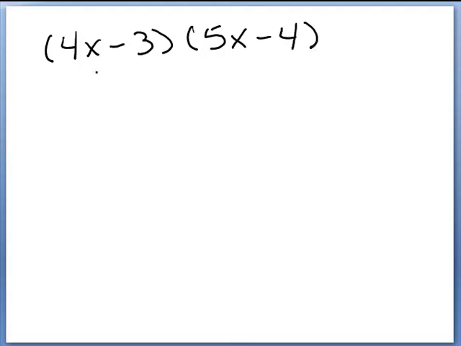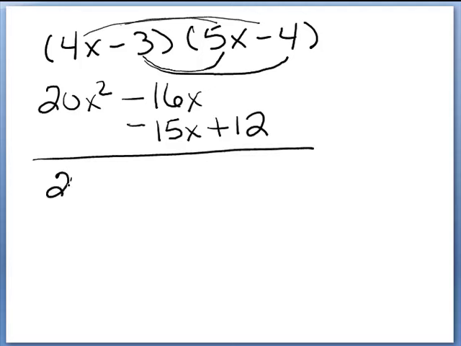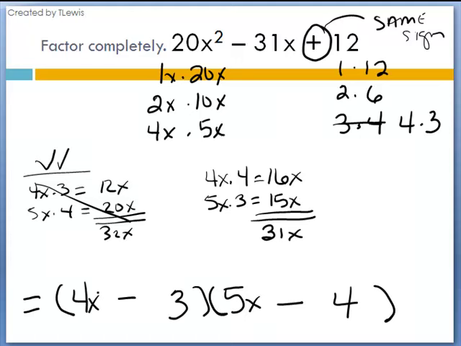FOIL. 4x times 5x, we have 20x squared. 4x times negative 4, we have negative 16x. Then take the negative 3, multiply it twice. Negative 3 times 5x, we have negative 15x. And then negative 3 times negative 4, we have positive 12. Add your like terms. Okay, so our solution, we go back, is 4x minus 3 times 5x minus 4.